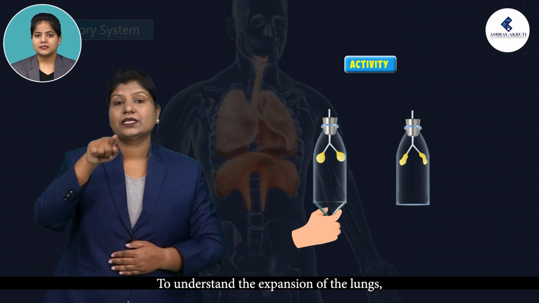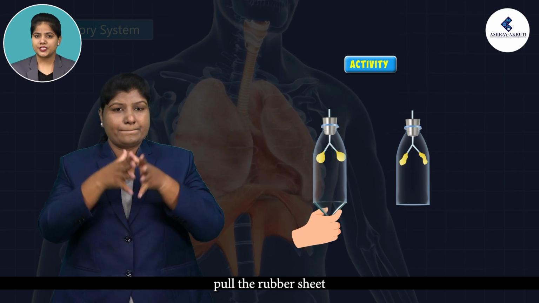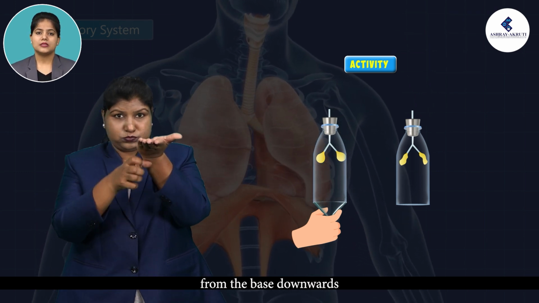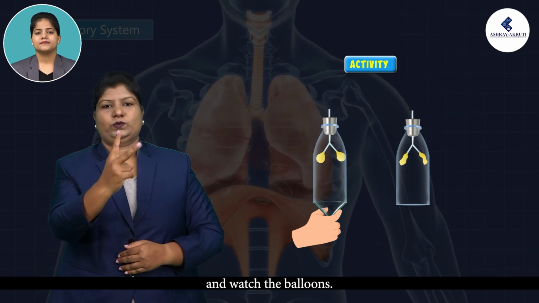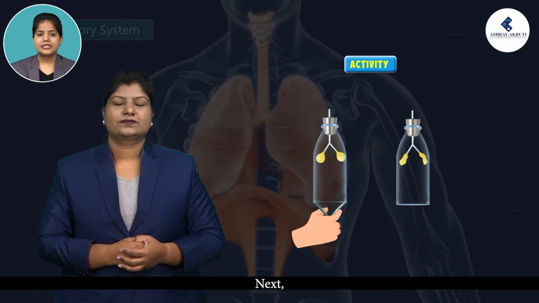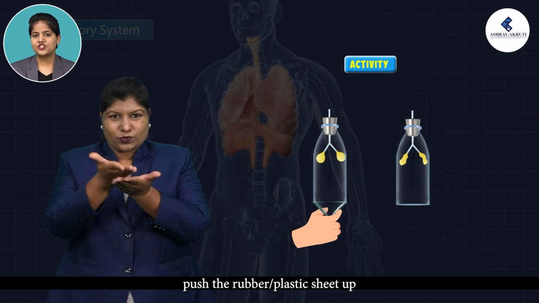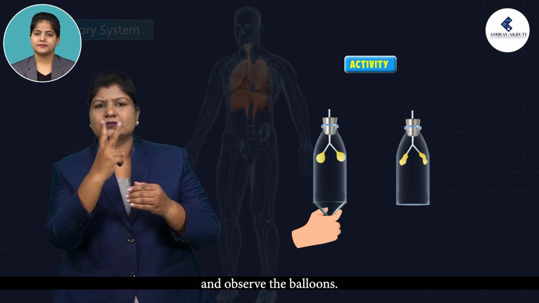To understand the expansion of the lungs, pull the rubber sheet from the base downwards and watch the balloons. Next, push the rubber or plastic sheet up and observe the balloons.